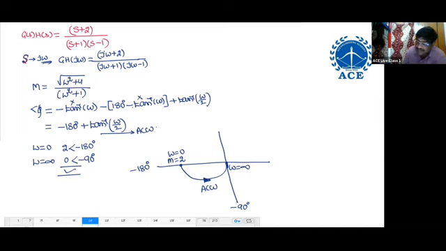Next, one more problem. Come on, solve it. G H of S equal to (S plus 2) by (S minus 2). Do it. What is the magnitude?